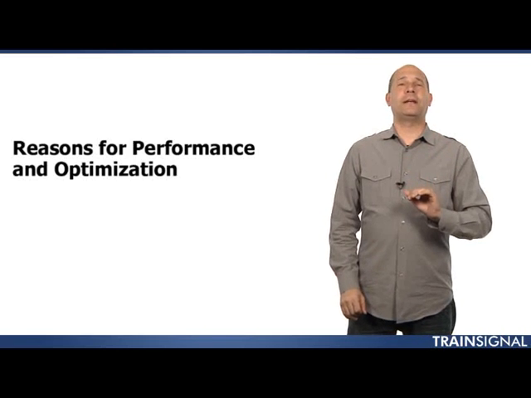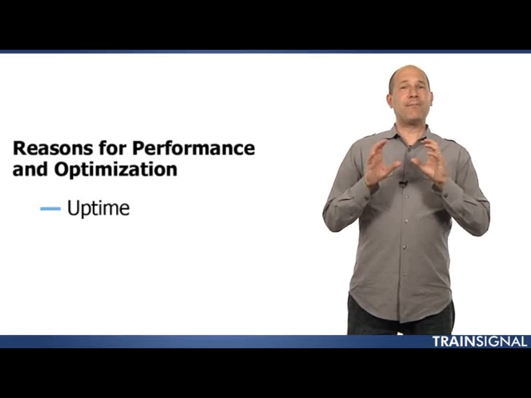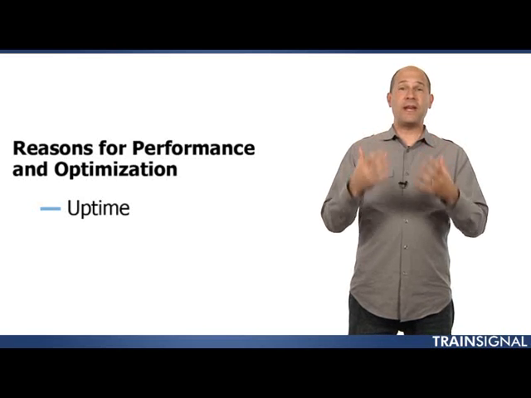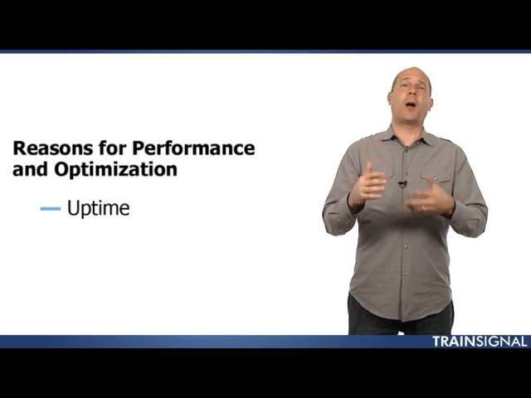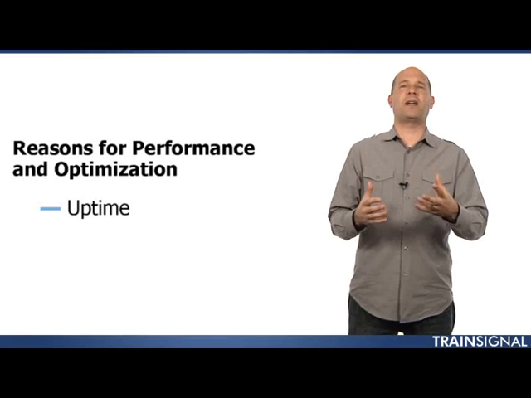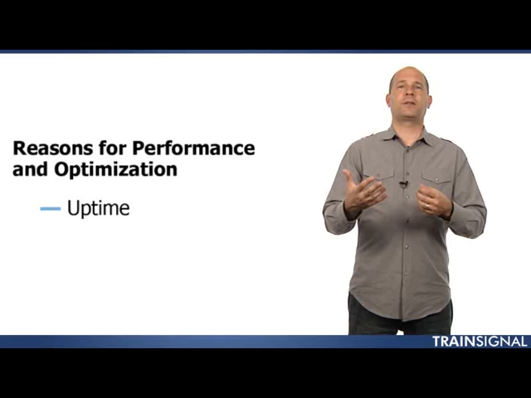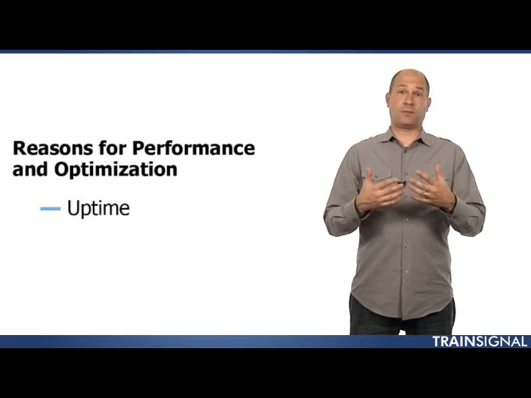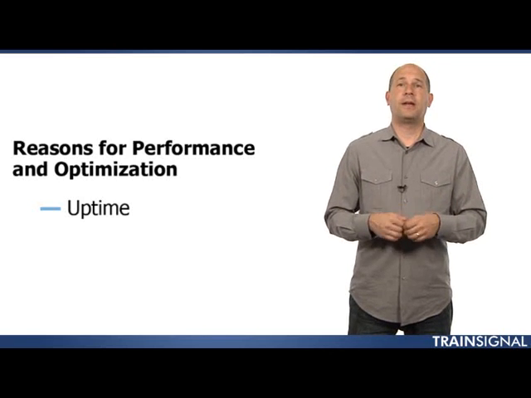The first one is uptime. We need to make sure that when it comes to business, we have a certain degree of uptime. Uptime is a measurement of time that a network is considered to be running. You may have heard the term downtime, that's when the network's not working. Uptime would be the opposite of that.